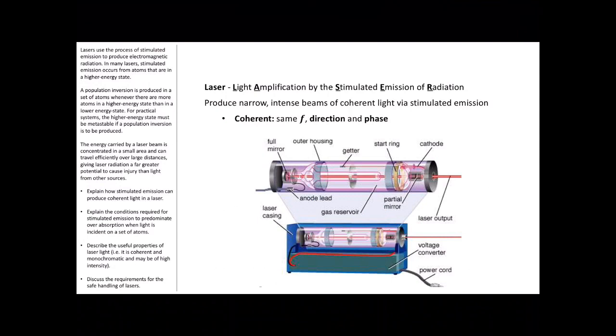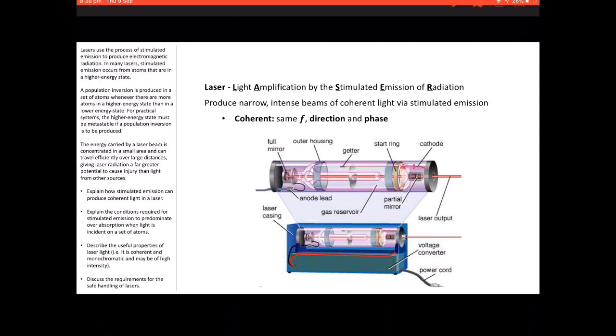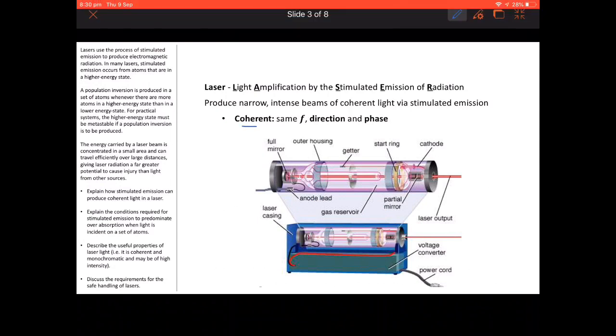A laser produces a narrow, intense beam of coherent light via stimulated emission. As a reminder, coherent means light that is the same frequency, same direction, and the waves are in phase. So each point of the wave matches up with all of the other waves that make up that laser light.